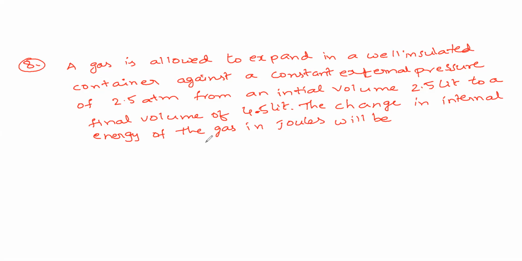So they have given a gas is allowed to expand in a well-insulated container against a constant external pressure of 2.5 atmospheres from an initial volume 2.5 liters to a final volume 4.5 liters. For this case, we have to find the change in internal energy of the gas. I will write the options first.